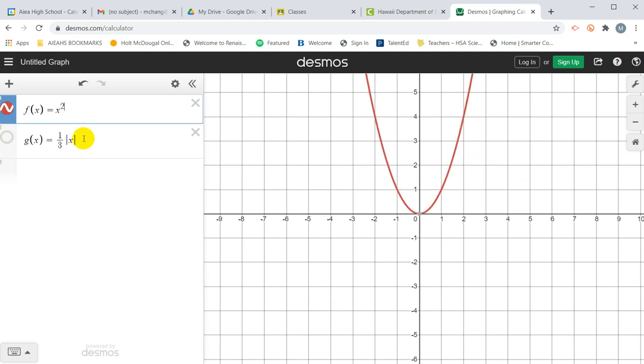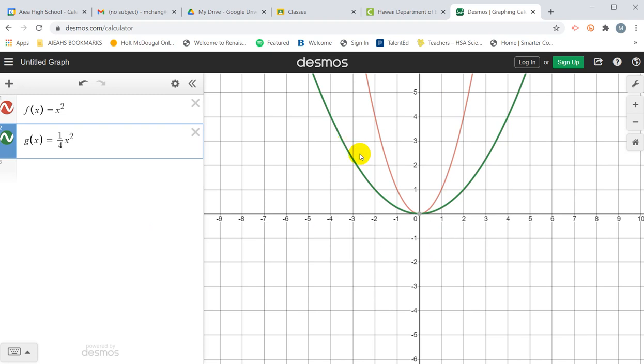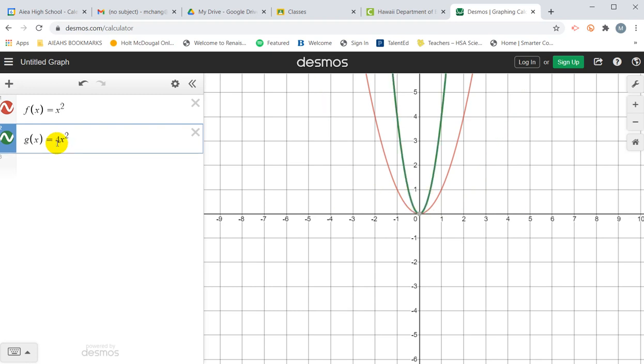Let's say I put x squared here, and I change this to 4x squared. Same idea. If this number here is greater than 1, it's going to vertically stretch by a factor of 4. But if I change it to a number that's between 0 and 1, as you can see, the green graph here is being vertically compressed. That would be 1/4 x squared. So there's a difference between this and this.